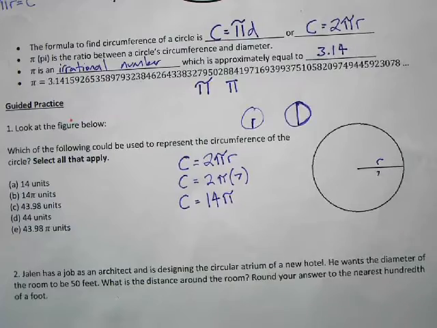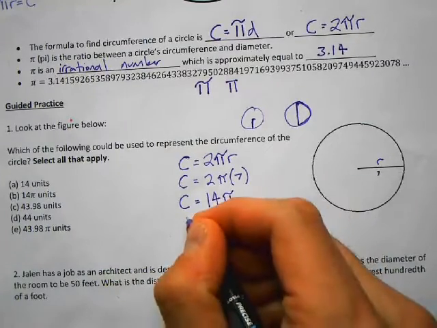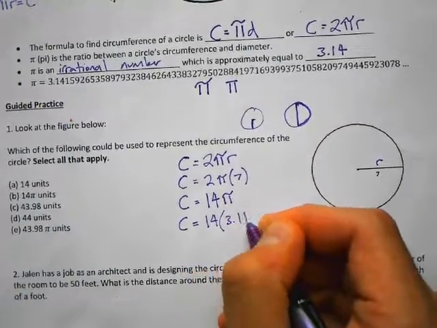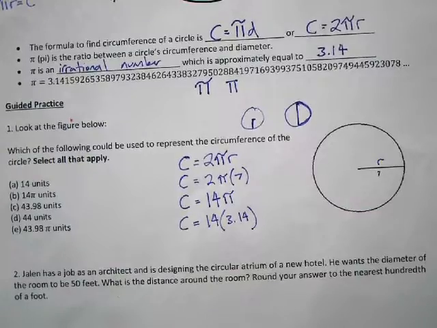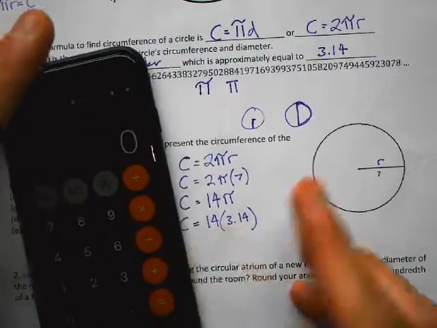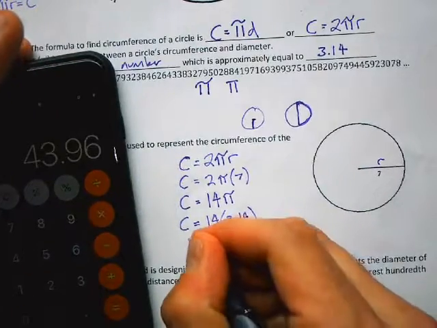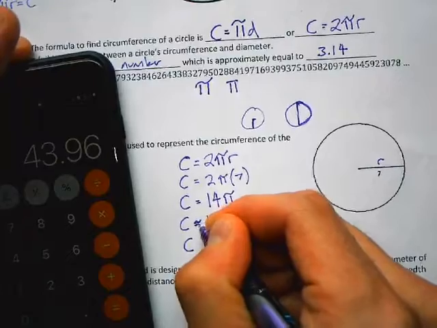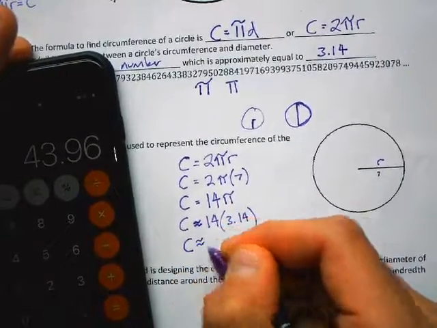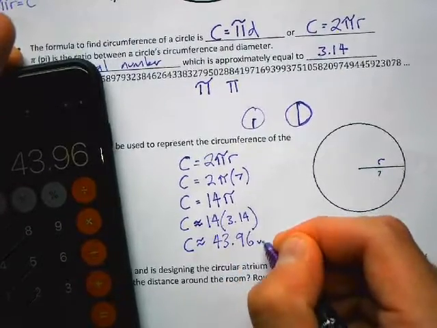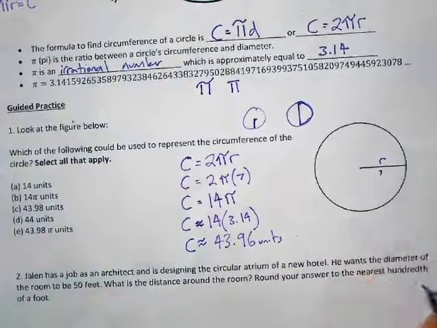And once we've got to this point, we're going to use an approximation for pi. And so we're going to substitute that in now. C is equal to 14 times 3.14. Okay, use a calculator for this. 14 times 3.14. C, and actually we should put a little squiggly equals because this is approximately now. C is approximately equal to 43.96 units.